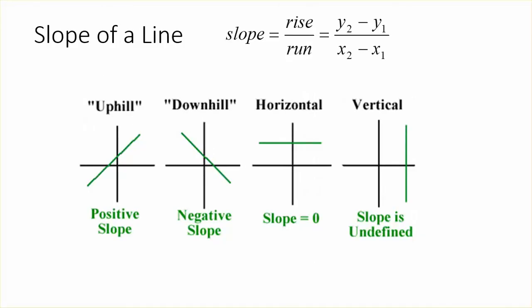Now let's look at slope. Slope of a line is the steepness and direction of a line. We write slope as a fraction, rise over run. But first, let's start by just looking at the pictures. Slope can be positive. So if it looks like it's going uphill, it gets higher to the right. That's a positive slope. Downhill, where it gets lower to the right, has a negative slope. Horizontal, straight across, has a slope of 0. And a vertical line has an undefined slope.